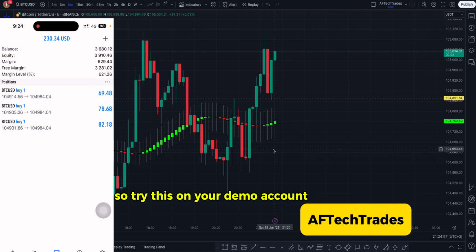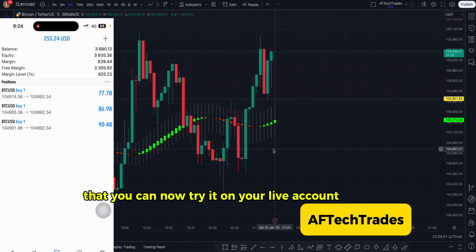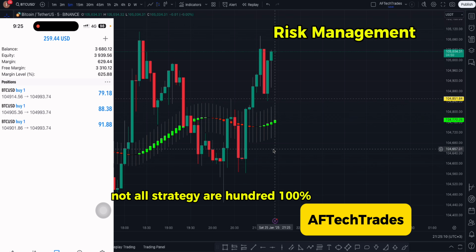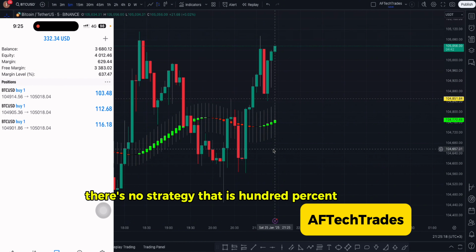So try this on your demo account, please. First, after maybe like 1 week, you can now try it on your live account. And don't forget to always put your stop loss. Like I told you, not all strategies are 100% perfect. Anybody that tells you that a strategy is 100% is lying. There's no strategy that's 100%.